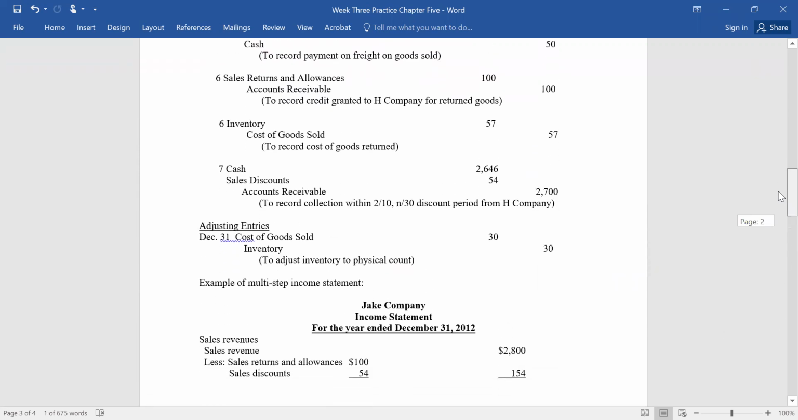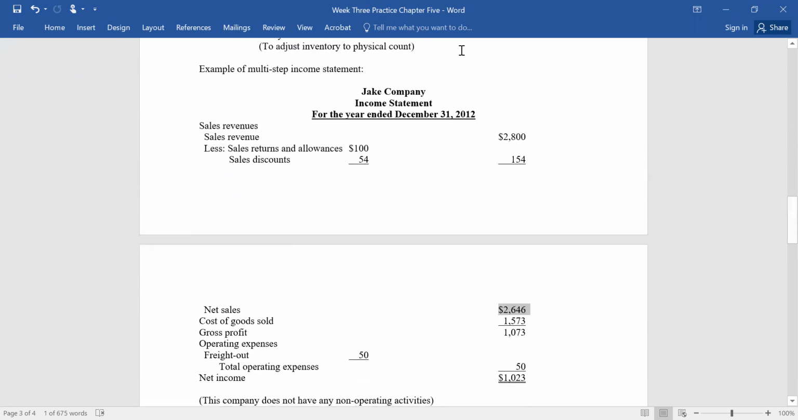So if we look at that cost of goods sold account, let me show you that really quick. And you might want to keep T accounts just for the few accounts where there's a lot of changes.